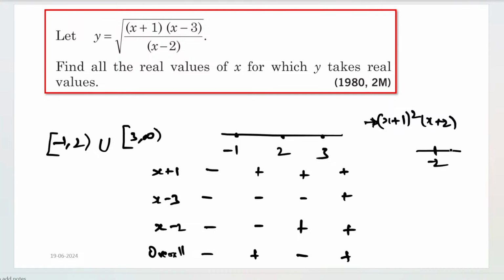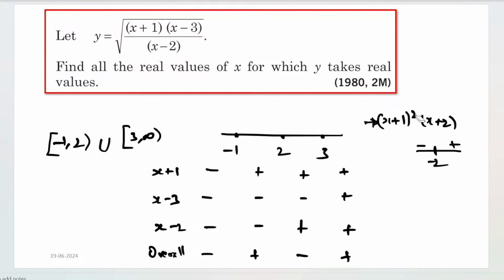So this is minus 2. It is positive here, it is negative here. Agreed? Understood? This is a very, very basic concept. Just be clear here.